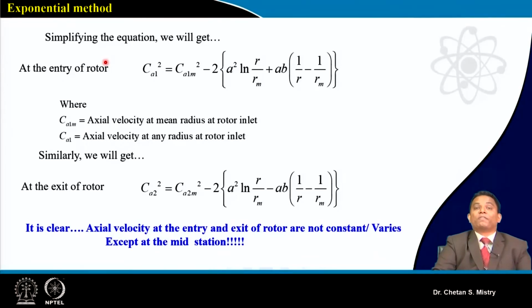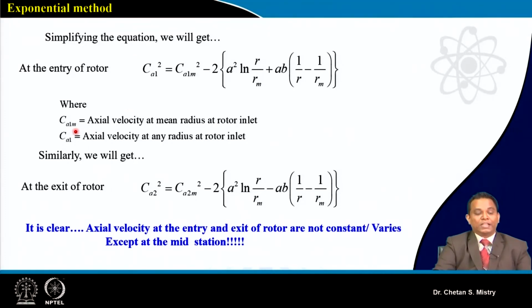If we simplify this equation, we will get, at the entry of my rotor, the axial velocity variation in terms of the magnitude of axial velocity at the midsection, and this is a function of my radius. We will not go into the detail of the derivation because this is my design course, and in the design course, maybe using your pen and paper, try to calculate this CA1 and see what you get.